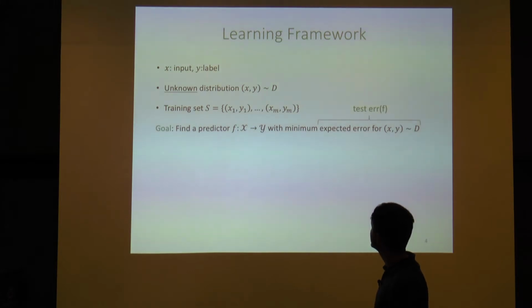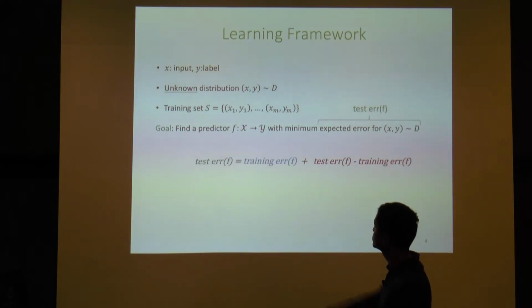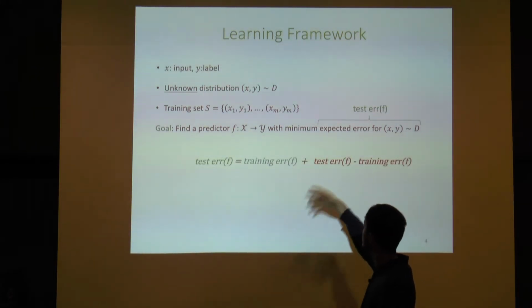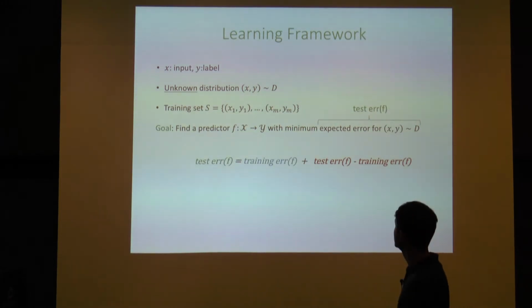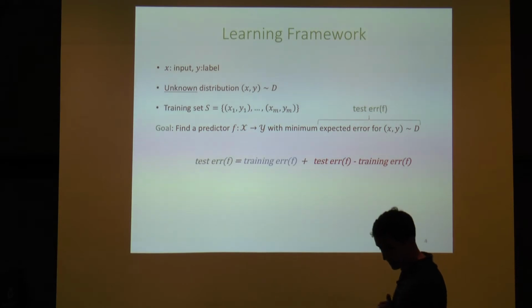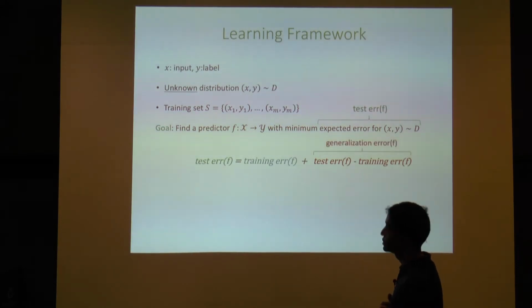Now, it's easy to see that you can decompose test error into the training error, which is the error on the training set, plus the gap between the error on the test set and the error on the training set. And we call this gap the generalization error.